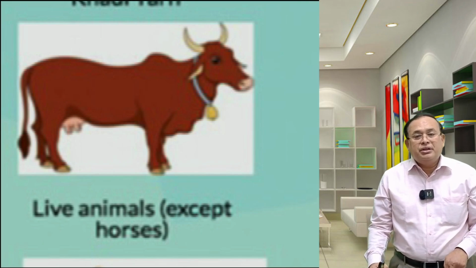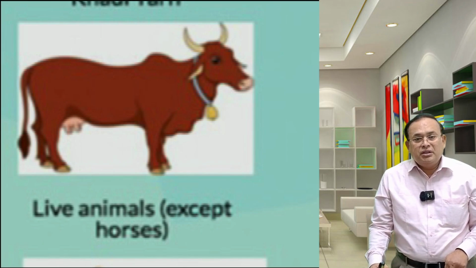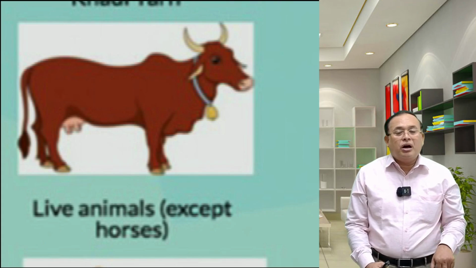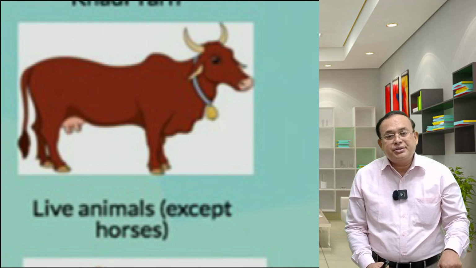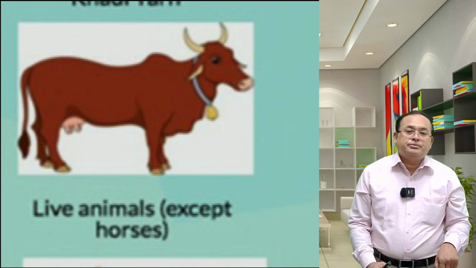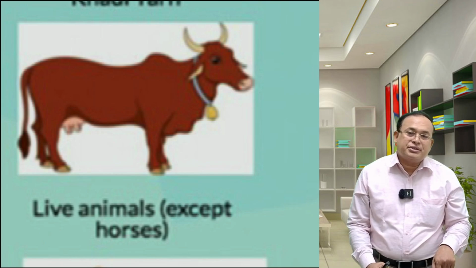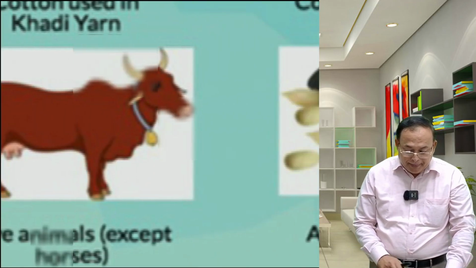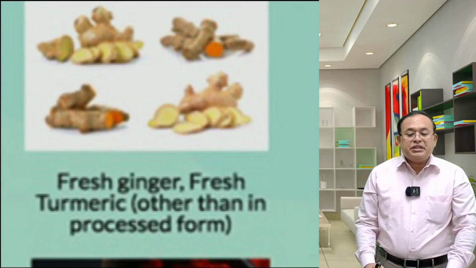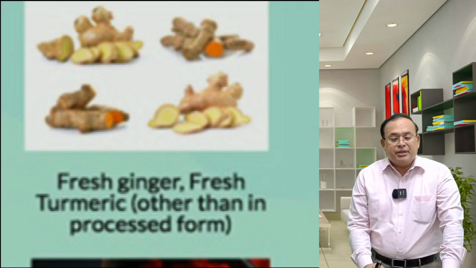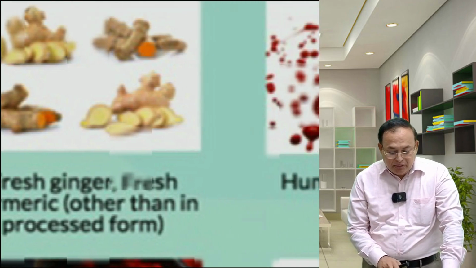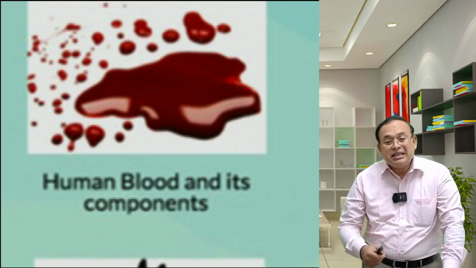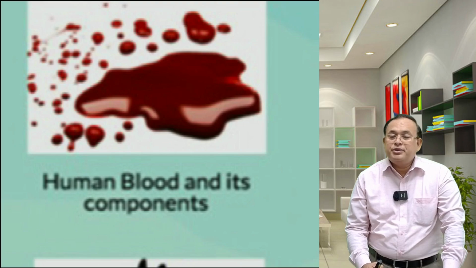Live animal, absolutely free from GST, except horses. Supply of horses attract the GST. Live animal, nil rate of GST. Further, fresh ginger, fresh turmeric, free from GST. Human blood and its components, sale of the blood, absolutely free from GST.